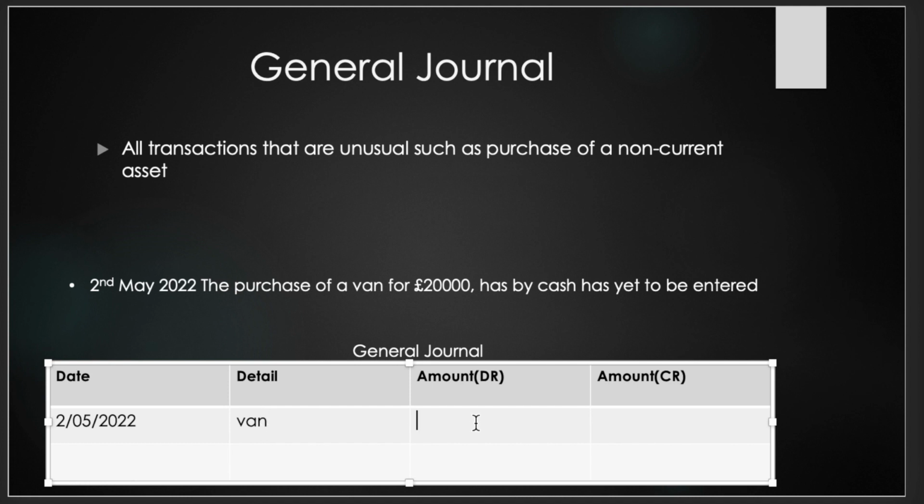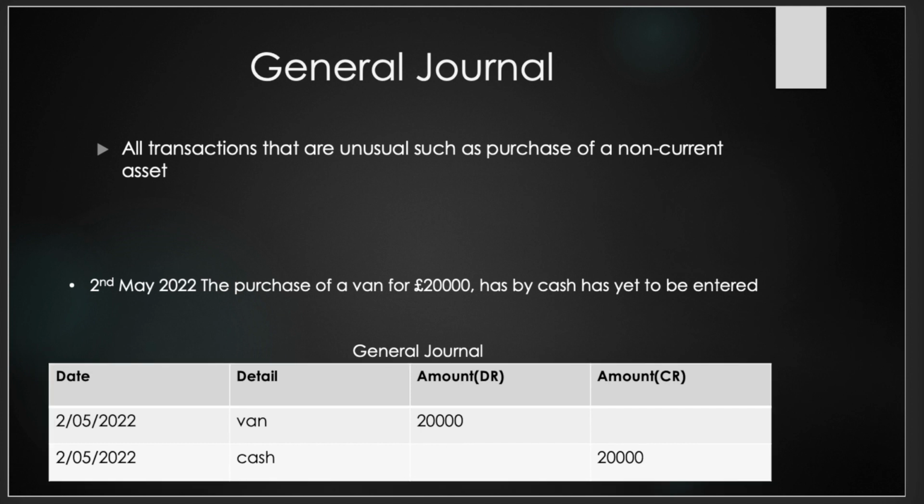We put 20,000. Then we come down, we write the date again, 2nd of May 2022. But this time for the detail, we write cash. And we put it on the credit side, the CR side. This transaction has led to 2 adjustments, the van and the cash. That's why you put both of them in. Anyways, that's the end of the video.